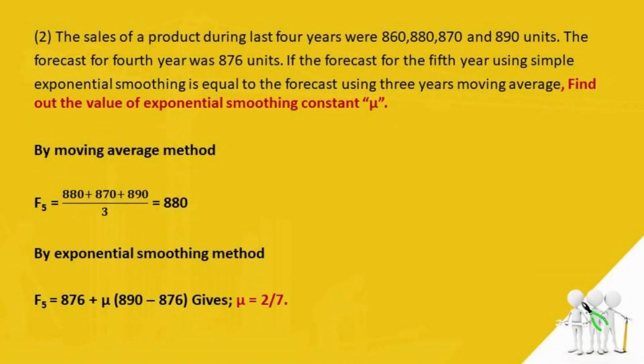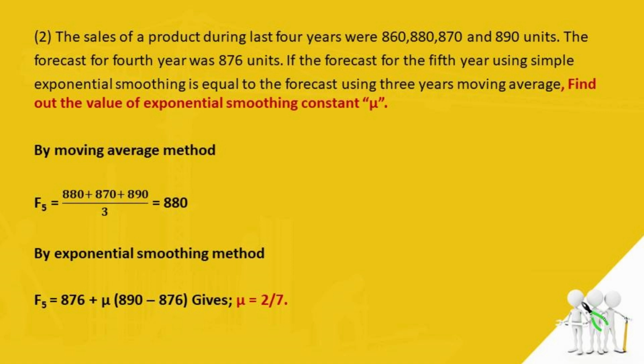The sales of a product during the last 4 years were 860, 880, 870 and 890. The forecast for the 4th year was 876 units. Now, if the forecast for the 5th year using simple exponential smoothing is equal to the forecast using a 3-period moving average method, you have to calculate the value of the exponential smoothing constant mu.